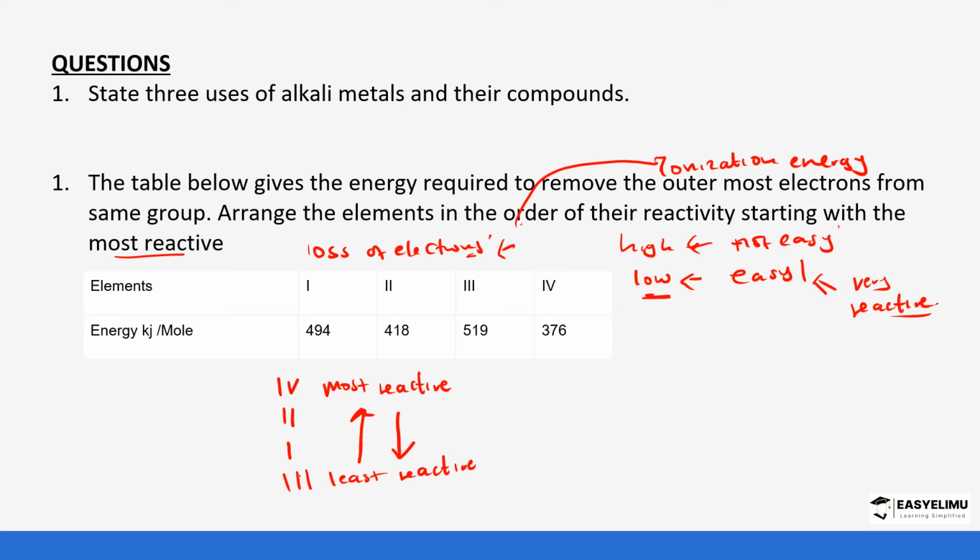So this brings us to the end of this session. So we have closed off on alkali metals. I hope you have been able to understand the properties and also the uses. The next thing that we are going to discuss is alkaline earth metals, another chemical family. So watch out for that.